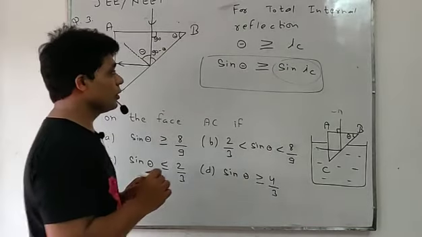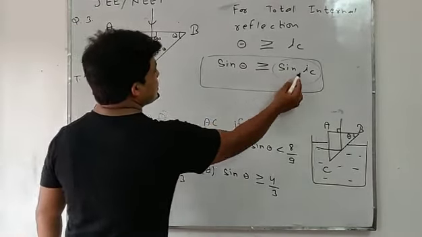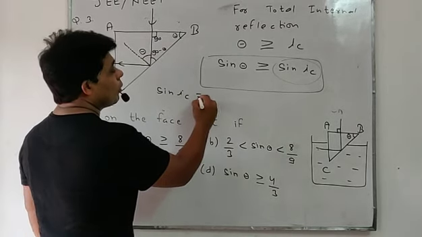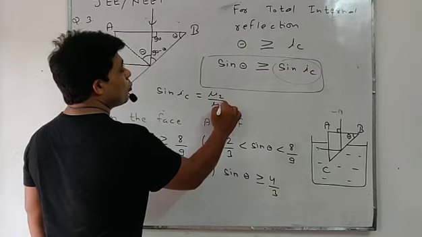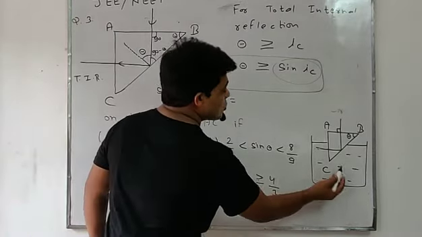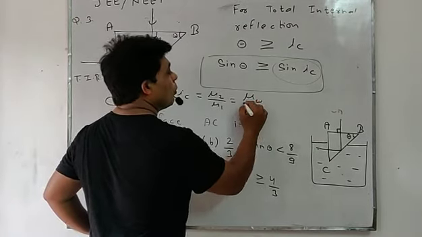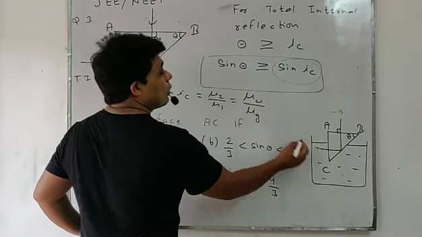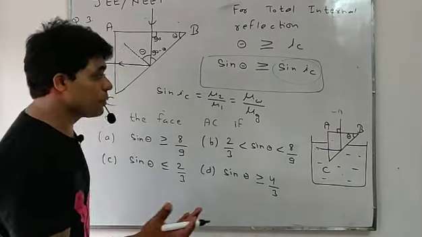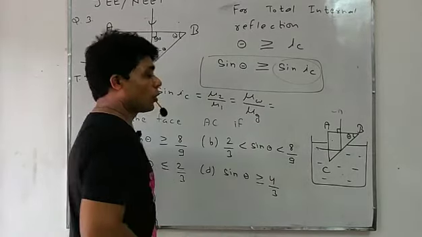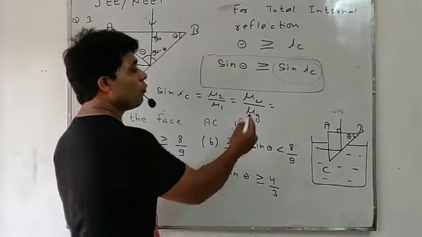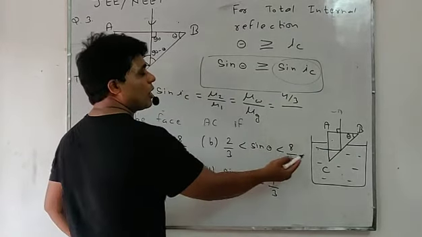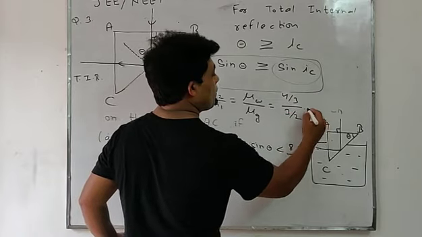How can you find sine IC? Sine IC is mu 2 by mu 1. Mu 2 is the refractive index of water, mu W, and mu 1 is the refractive index of the glass prism. The refractive index of water is given as 4 by 3 and the refractive index of glass is given as 3 by 2.